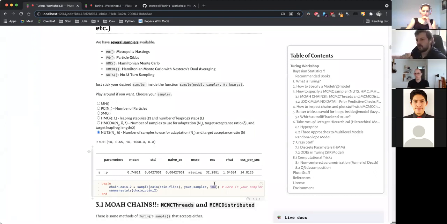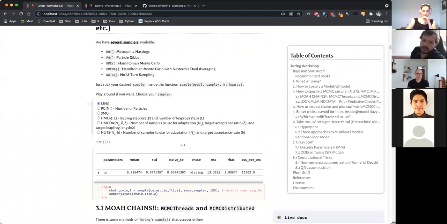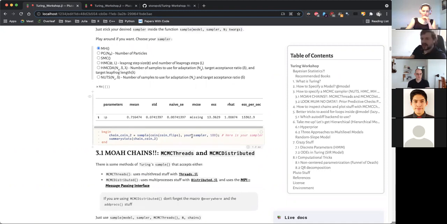I'm just putting small numbers for the notebook to run fast, for me to have this kind of experience with you guys. But in the real world, please use a lot of samples, and also a lot of chains. I will cover running more chains now. So more chains, I want more chains. You can have more chains.